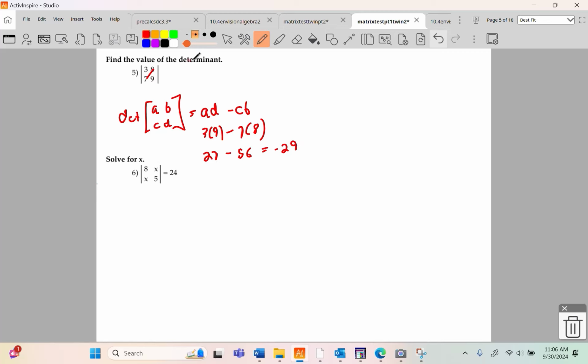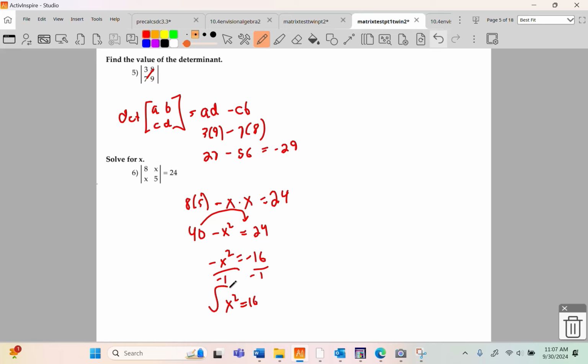And another one of these solve for x's. Here we have this determinant form. We're going to do the downward diagonal first, 8 times 5. Take away the upward diagonal, x times x, must equal 24. So this is 40, take away x squared is 24. We're going to subtract 40. Negative x squared is -16. We're going to divide out the negativity. So x squared is 16. We're going to take square roots of both sides. So x is either plus or minus 4. There's two valid answers there that work, plus or minus 4.